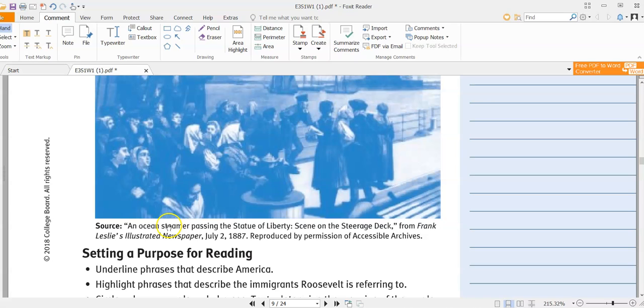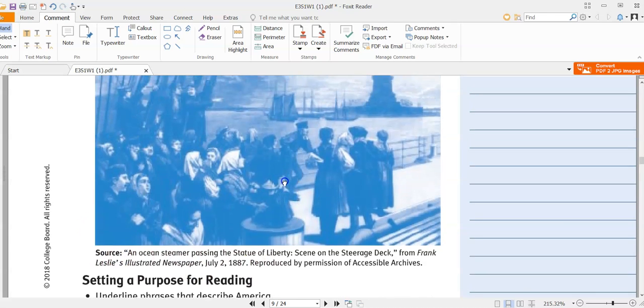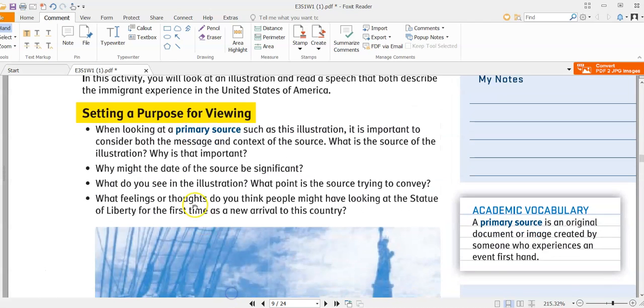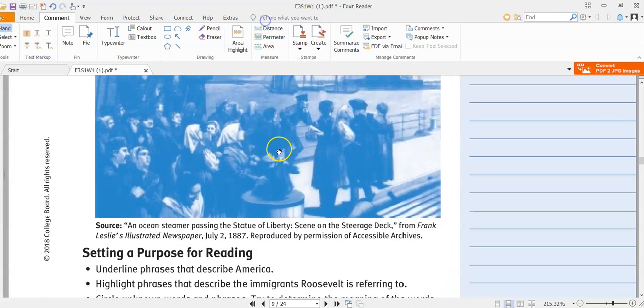So the source down here, remember we were supposed to look for source, it says an ocean steamer passing the Statue of Liberty seen on the steerage deck. From Frank Leslie's Illustrated Newspaper, July 2, 1887, reproduced by permission of Accessible Archives. So, here it gave us the date it was published, it gave us the title of the piece, it said who made it, and where it came from, so that's most of the information they were asking for. But you've got to look and try to consider why is that important, why might the date be important, things like that.